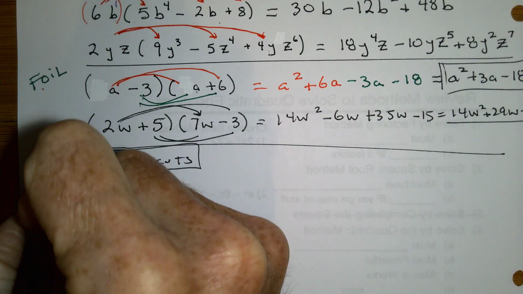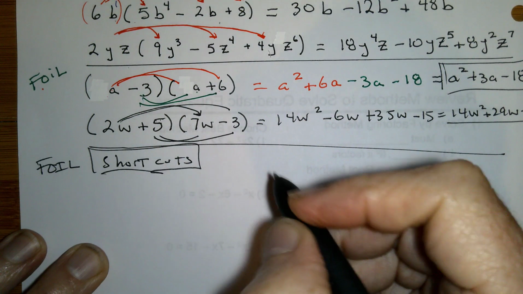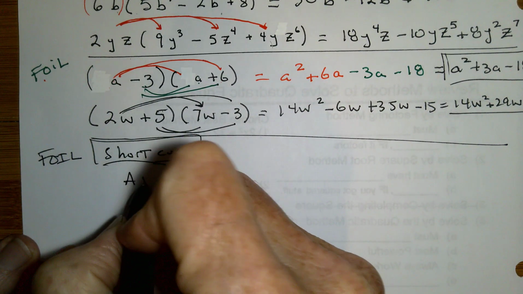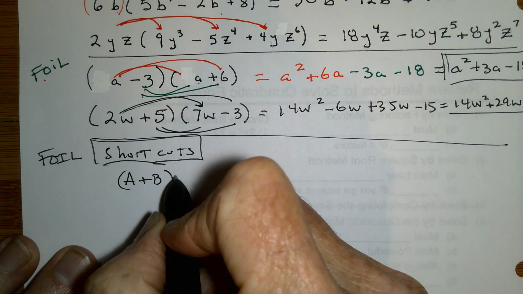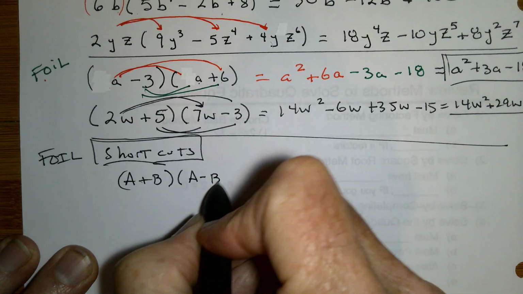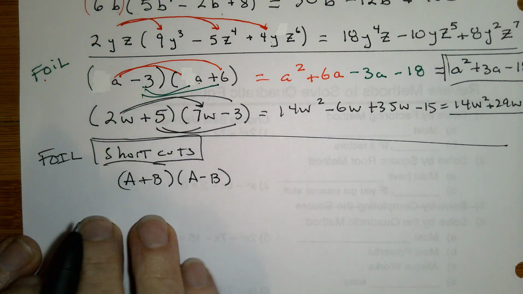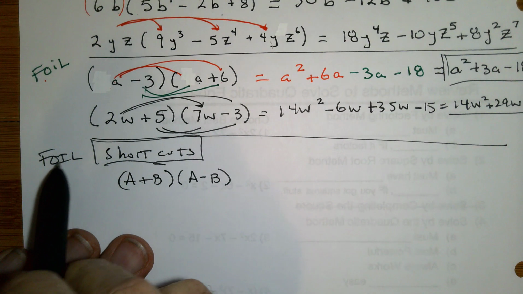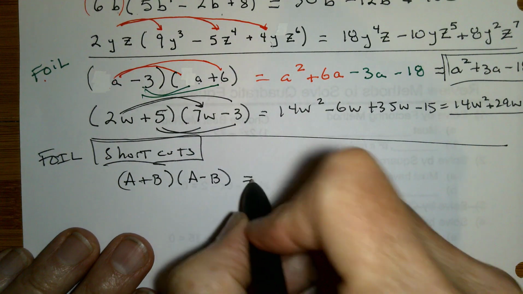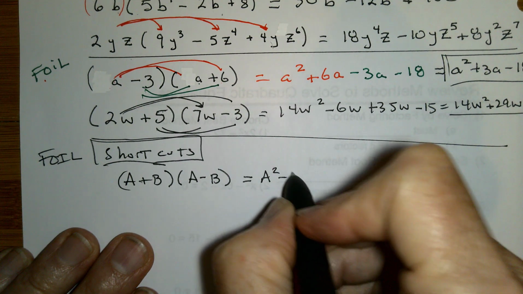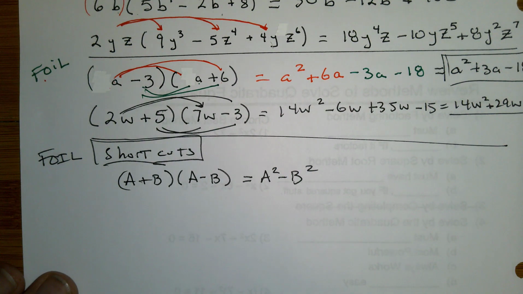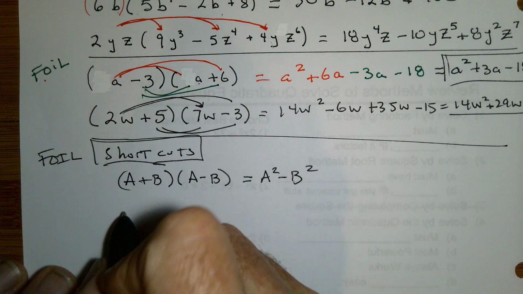This is FOIL shortcuts, so you don't have to FOIL if you memorize these formulas. The most important is (a plus b), that's a binomial, times (a minus b). If you FOIL anything in this configuration, you do all 4 multiplications, but 2 of them are going to zero out, and you're always left with a squared minus b squared. That is the most important of our shortcut formulas to memorize. It just saves you time. It gets you done FOILing faster.